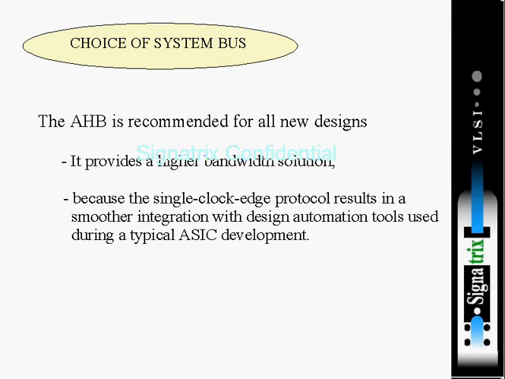AMBA-AHB, in the previous slide we discussed that single clock edge operation. So this is based on the clock. So this is cycle based one. So in the ASIC development, if you are using this kind of protocol, it will make our life easier. And the first point, higher bandwidth solution. So if you targeted for these two, if you want to design a circuit in such a kind of situations, then you may choose this AMBA-AHB. And one more thing, it is recommended for all new designs because it is providing very high performance, right?